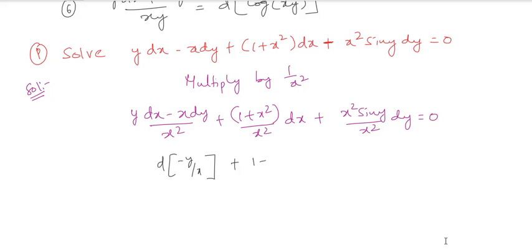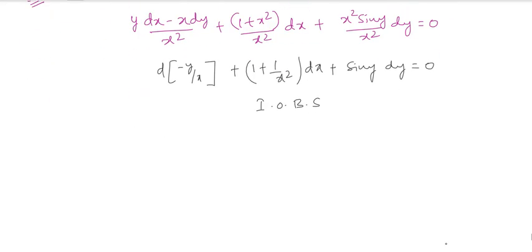So which I can represent as 1 plus 1 by x square into dx. Plus, this x square will get cancelled, you will have sin y into dy is equal to 0. So now do the integration on both sides, you will have a solution. Am I right or not?